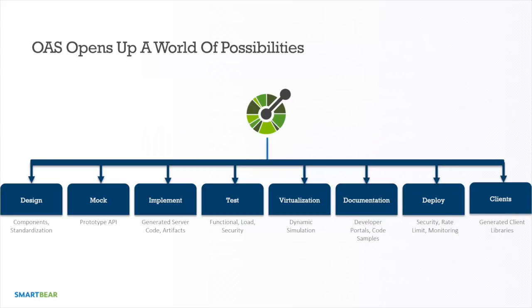It opens up a world of possibilities across the entire life cycle. So from design and components and standardizations, mocking, implementing the code itself, testing and virtualizing maybe that code and running functional and load tests against it, documenting the API and allowing it to be easily consumed, and then deploying the API itself into the wild, and client-generated libraries. So all of this can be born from that OAS. Everything is derivative from that, and it allows us to seamlessly work our way through this world with that standard specification in the background.